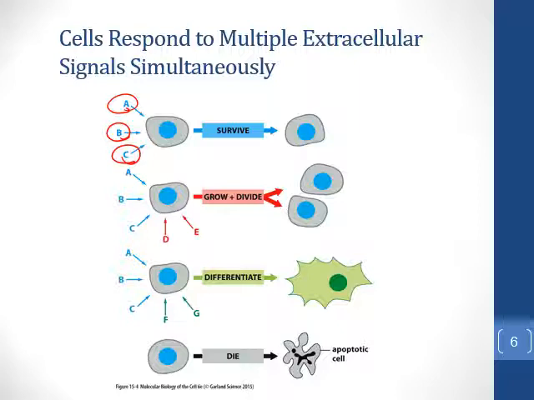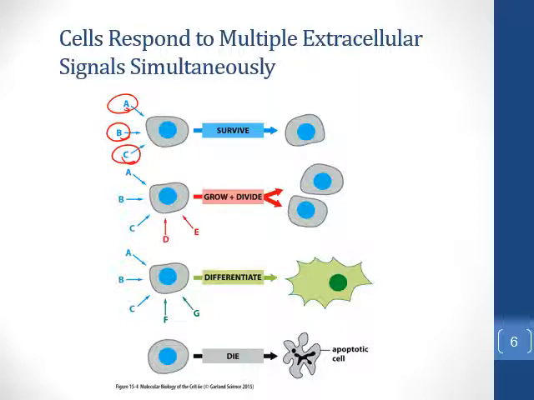Now, it could be that if you have A, B, and C pathways activated and D and E pathways activated, the cell is going to now grow, get larger, and divide. If you have A, B, and C, and F, and G, it may be that that cell doesn't grow and divide, but it doesn't just sit there and survive either. It differentiates. And then in the total absence of signals, you get cell death.